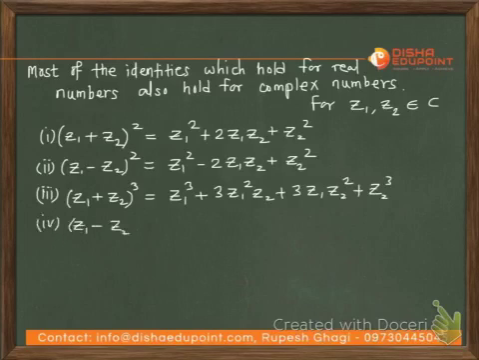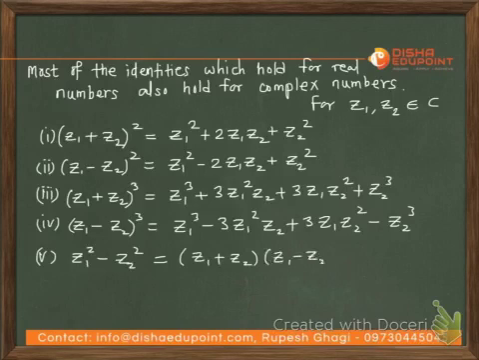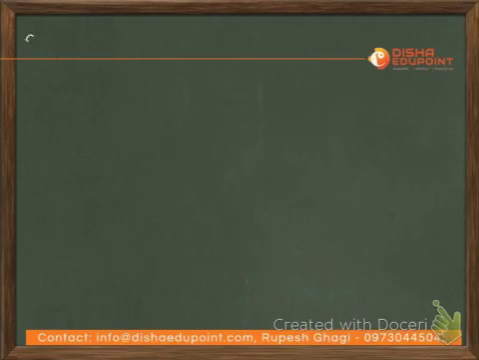Or (z1 minus z2) cube is equal to z1 cube minus thrice z1 square z2 plus 3 z1 z2 square minus z2 cube. Or the fourth rule, z1 square minus z2 square is equal to (z1 plus z2) into (z1 minus z2). So all these identities which hold for the real numbers will also hold for the complex numbers. You can use this to solve.